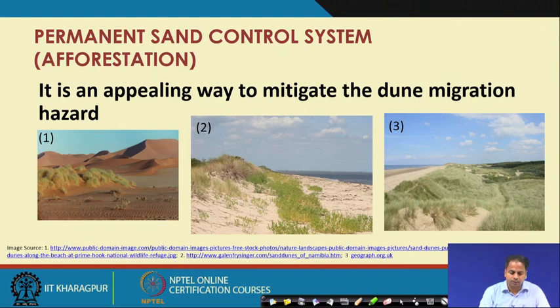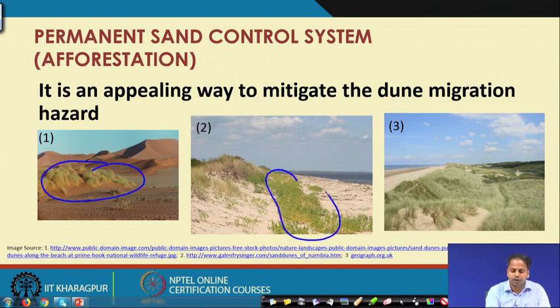This example shows the different types. We can see that if a proper vegetation cover is present, it can help in stabilizing the dunes over that region, which can prevent further movement of sand. They can bind the soil particles together, so that the drifting of sand can be stopped. It is the most appealing way to mitigate the dune migration hazard.